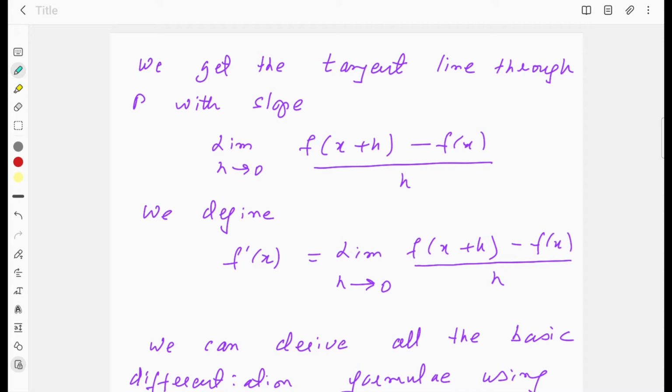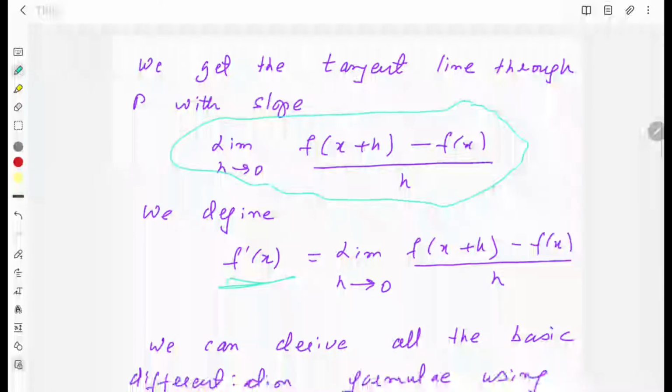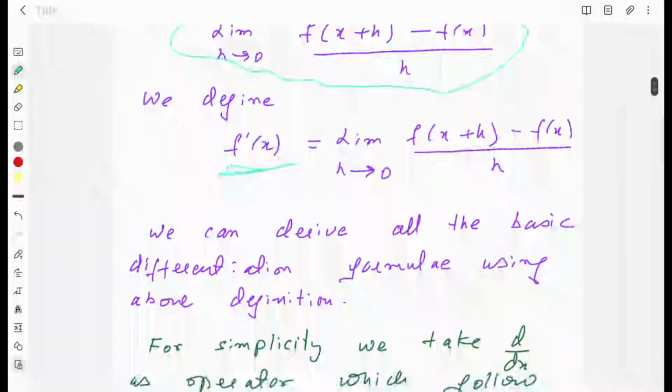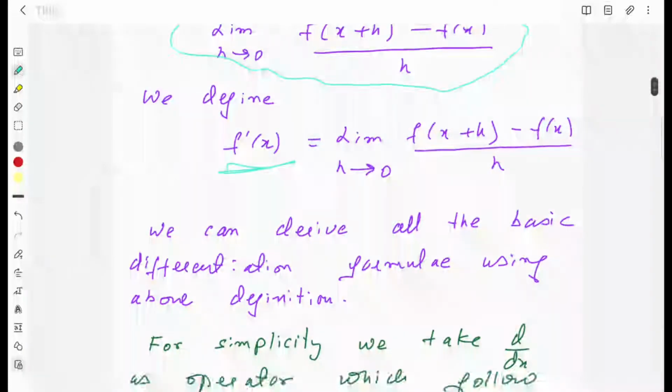So it is limit, this is something very important, and I'm using the concept of limit that h approaches 0 for the above expression. So this thing will become f dash x, and this is actually a formal definition which is new in the syllabus, but a very brief description is required. And of course we can derive all the basic differentiation formulas using the above definition. This is the definition of differentiation, which is new in the syllabus.